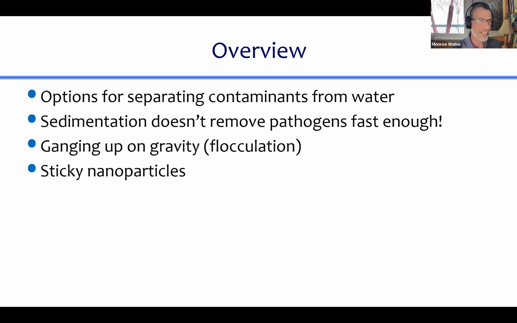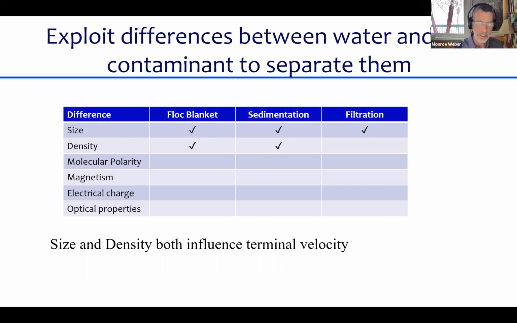And so we're going to figure out how to gang up on gravity using flocculation. And we're going to talk about sticky nanoparticles. If you're going to separate two things, there has to be something different between those two things so that you can separate them. The differences might be the color or the density or electrical charge or something. So here are options for differences that you could potentially exploit.